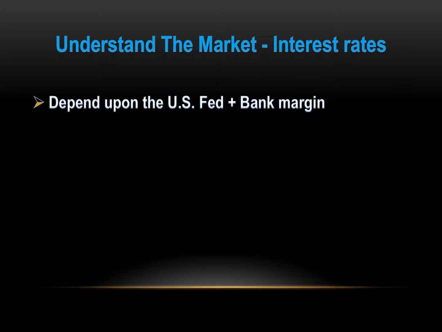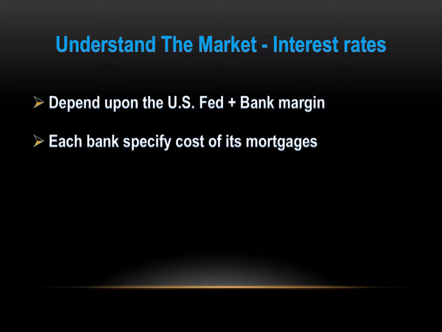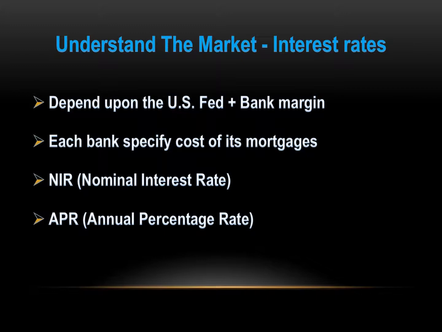Each bank would normally specify the cost of its mortgages through the NIR, nominal interest rate, and the APR, annual percentage rate. These two are the most common measures of the cost of a mortgage, but if you want to compare two lenders side by side, you should zero in on the APR. The APR paints a more accurate picture since this includes the various fees and other costs associated with your mortgage.